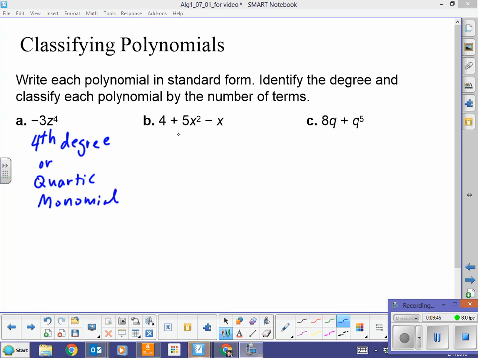B. The 5x squared is going to go first. Then the negative x, because remember, things that are added, we're adding a negative x. Terms are things that are added. Then the plus 4 constant goes last. Highest degree here is 2. This is a quadratic trinomial.